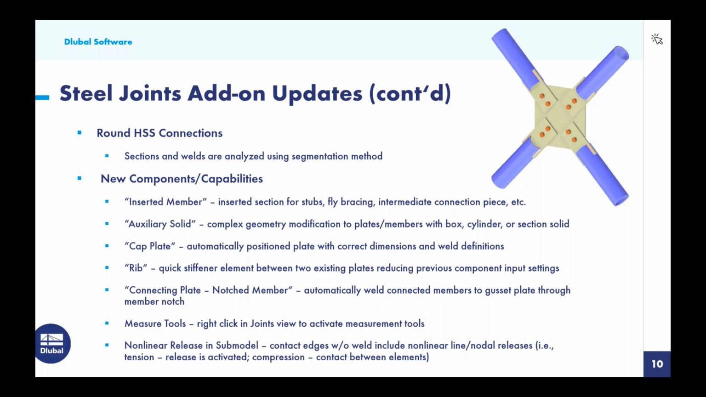We have added measuring tools within the steel joints add-on. So now you can right click in the joints view to activate these measurement tools. If you just need to make a quick measurement graphically, this can be very useful.